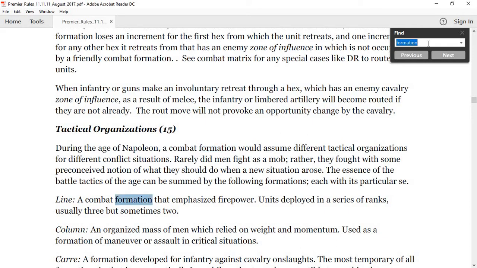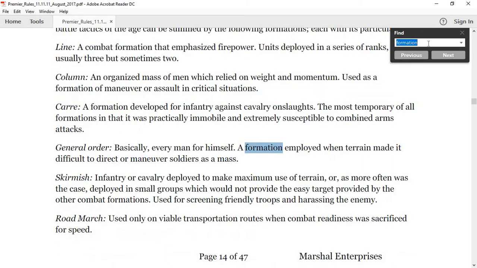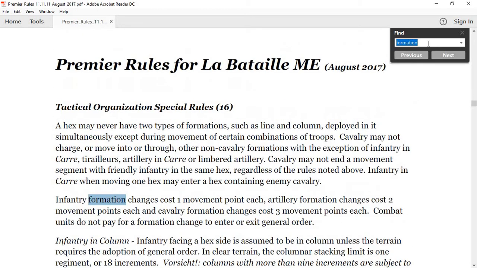Okay, so the inkling I had was that there's a lot of use of the term formation throughout the rules. There is no one core or root meaning for the term here. So we have line and column and square, general order, infantry formation changes, artillery formation changes, cavalry formation changes.